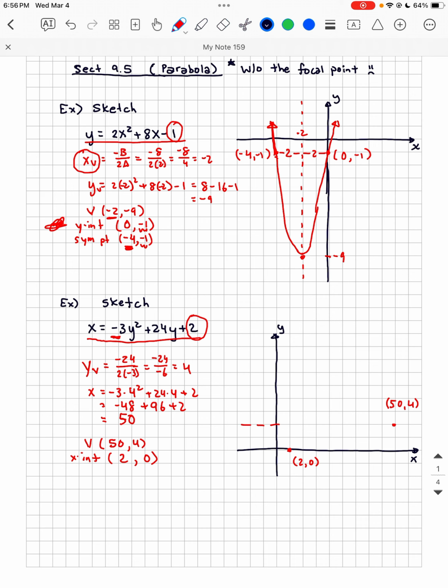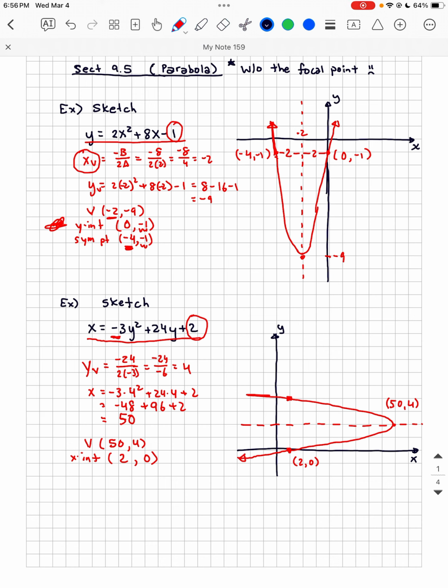Again, we're going to draw a line, this time a horizontal line, to reflect where the middle is going to be. And from there, hopefully you can see the symmetric point on the opposite side like a mirror, and that's going to be our symmetric point. Put it all together, and your parabola is going to look something like this over here.